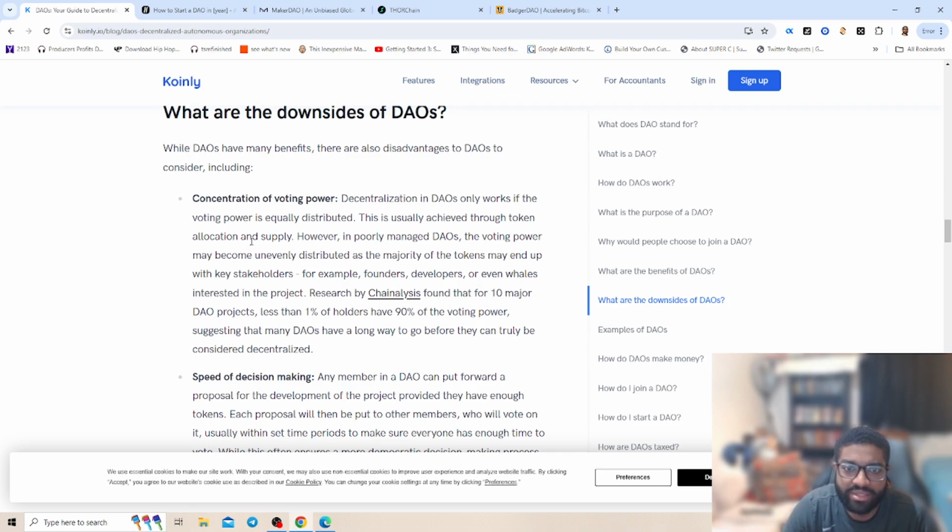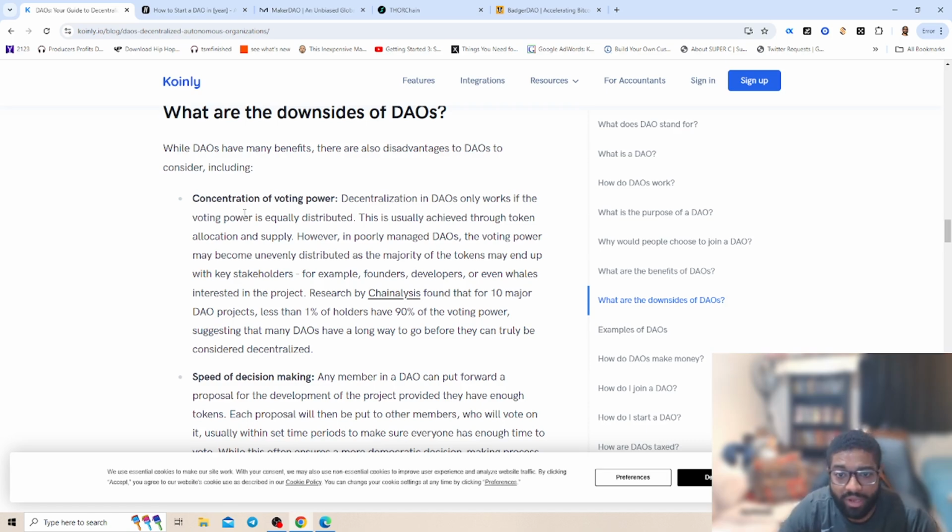Concentration of voting power. The decentralization in DAOs only works if the voting power is equally distributed. This is usually achieved through token allocation and supply. However, in poorly managed DAOs, the voting power may become unevenly distributed. The majority of the tokens may end up with key stakeholders, for example founders, developers, and even whales of the project. A chain analysis of 10 major DAO projects found that less than 1% of the holders have 90% of the voting power, suggesting that many DAOs have a long way to go before they can be truly decentralized.